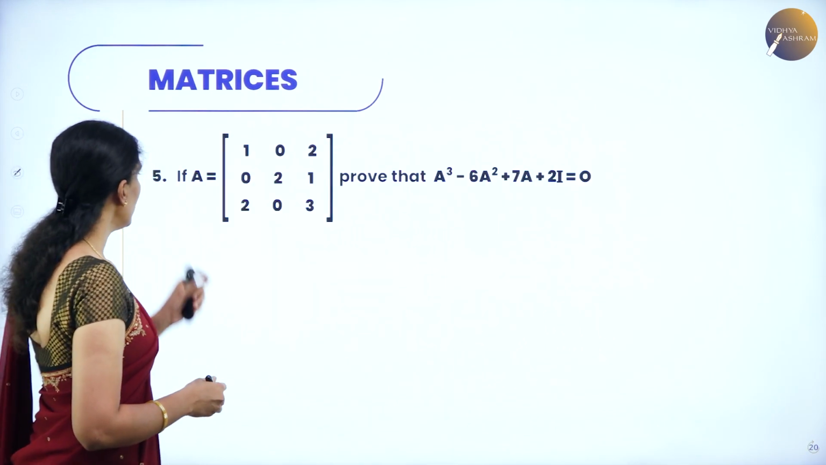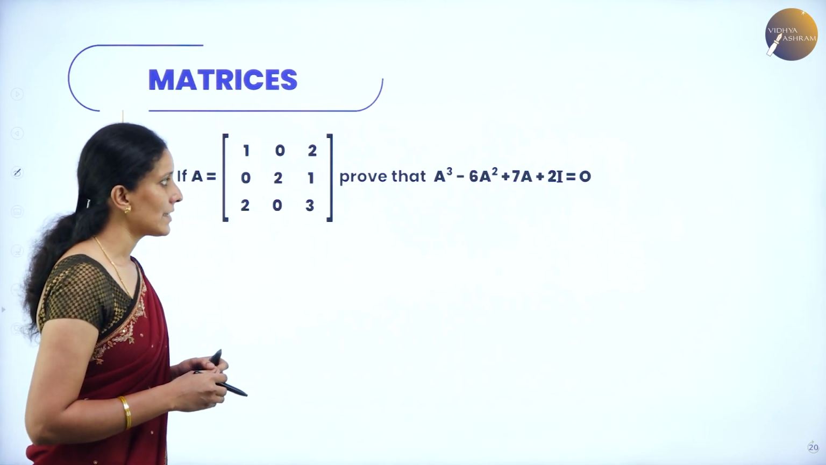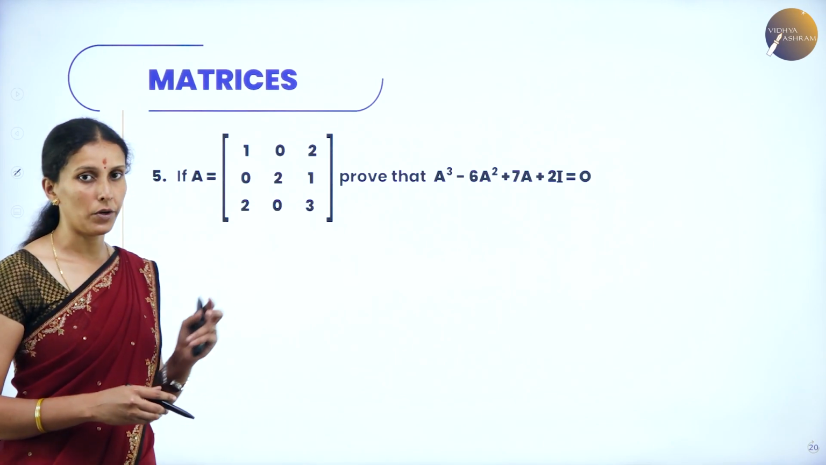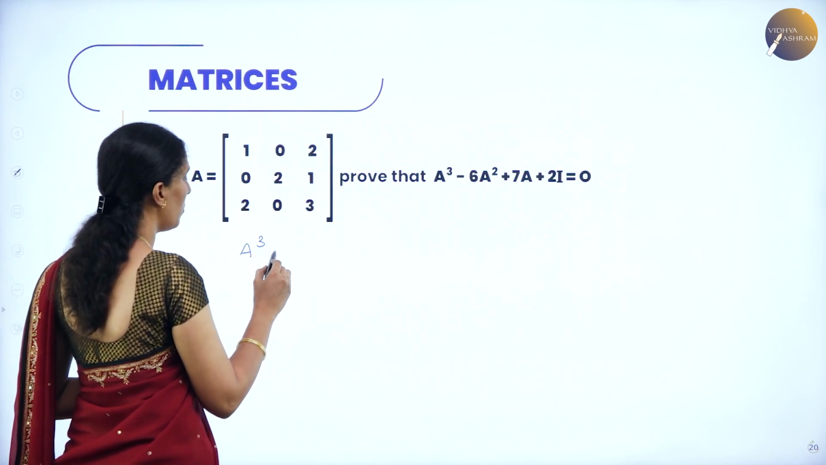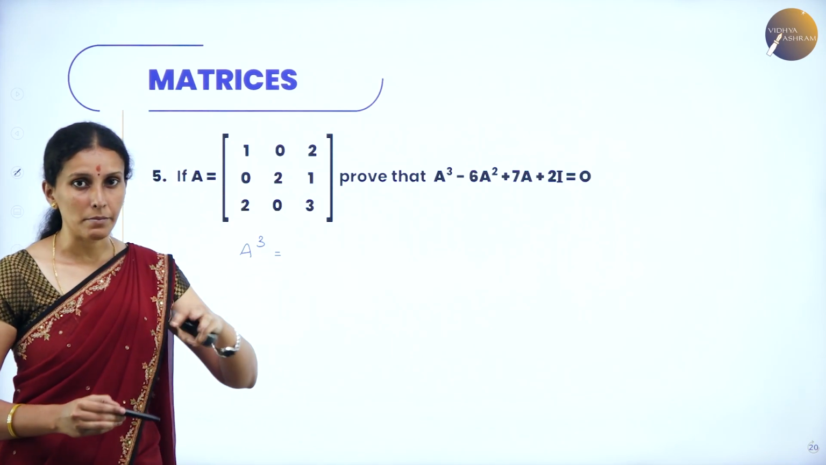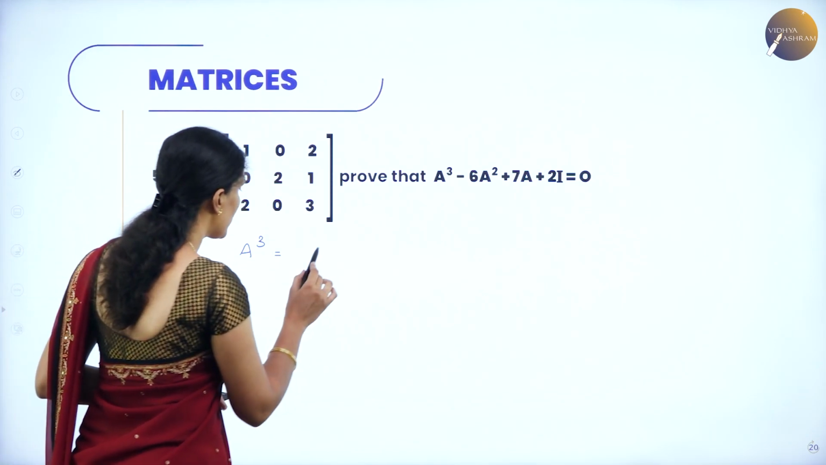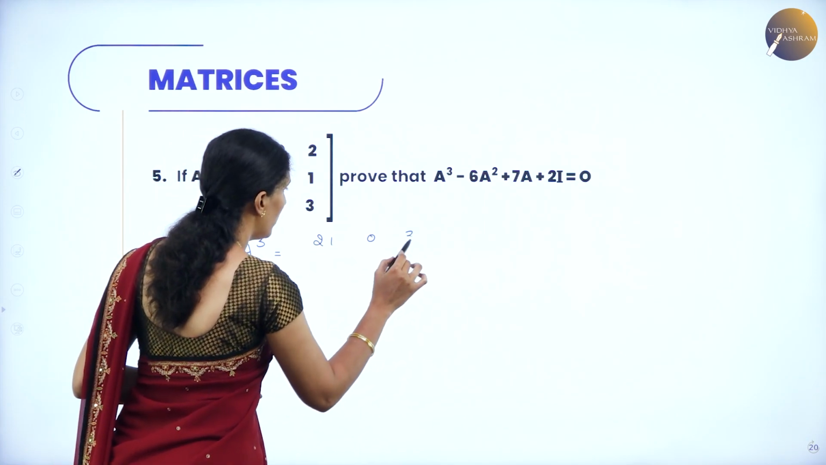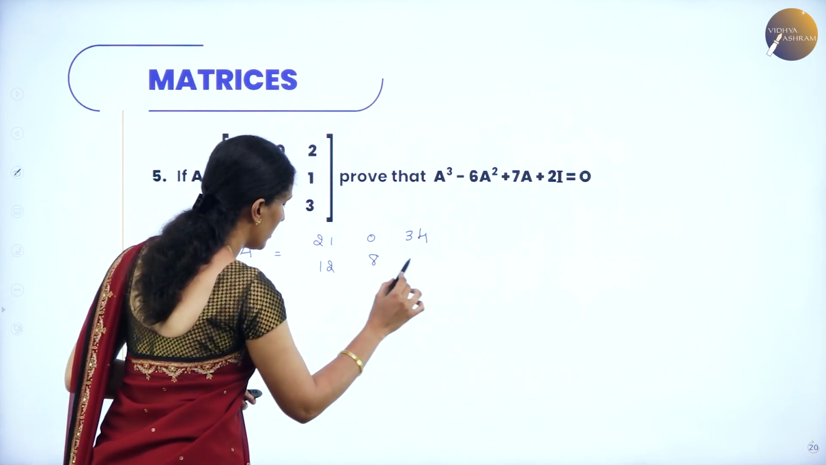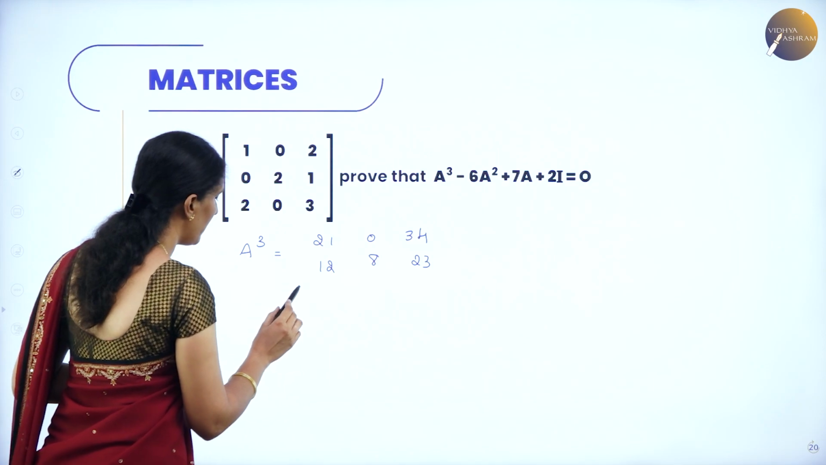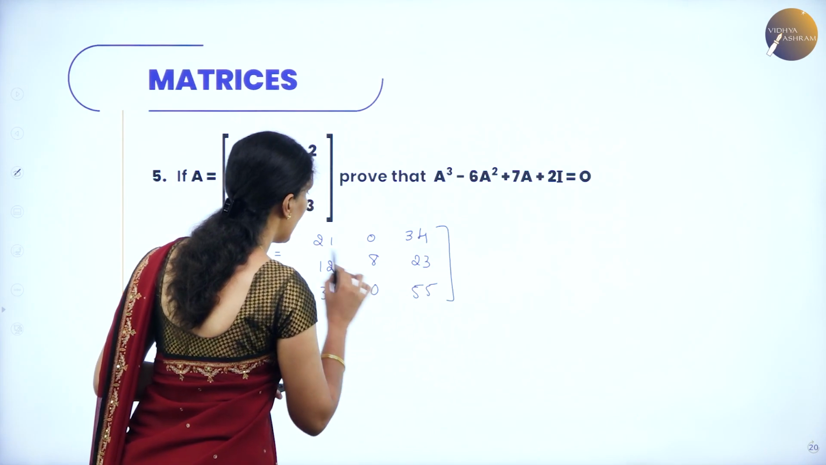Next, the last question. If A is equal to 1, 0, 2, 0, 2, 1, 2, 0, 3, prove that A cube minus 6A square plus 7A plus 2I is equal to 0. So here, I'll directly write the value of A cube. When you multiply A three times, first you find A square, then multiply again with A. So we get A cube is equal to 21, 0, 34. The second row contains 12, 8 and 23. And the third row contains 34, 0, 55. So this is A cube.